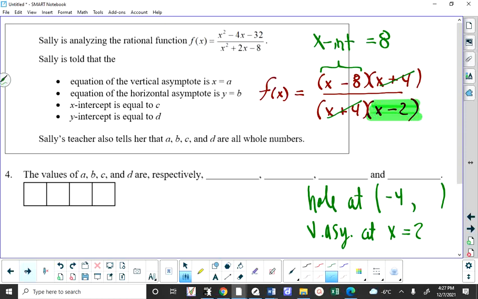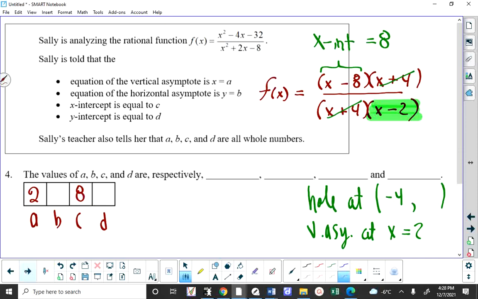The vertical asymptote is at x equals a, and we said it's at x equals 2. So a is 2. We haven't found the horizontal asymptote yet. I'll talk about that in a second. We have found the x-intercept. The x-intercept is 8, so c is 8. And we haven't found the y-intercept.